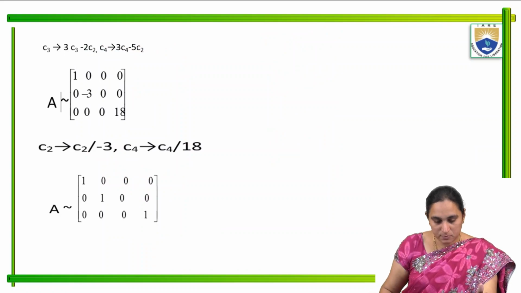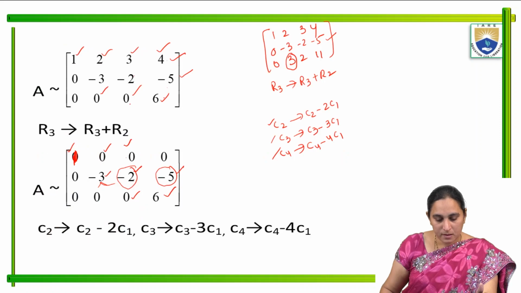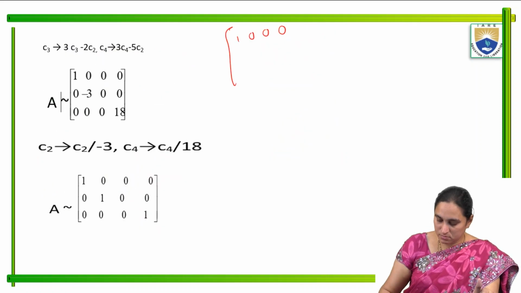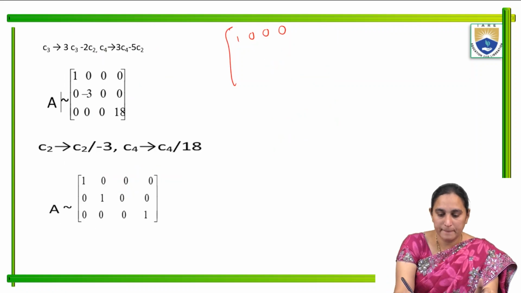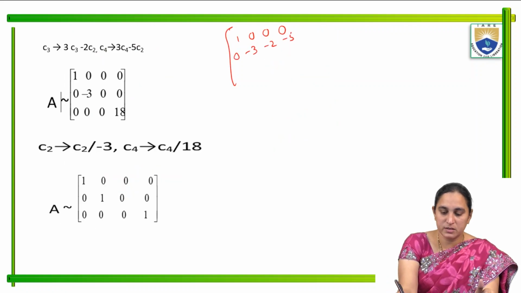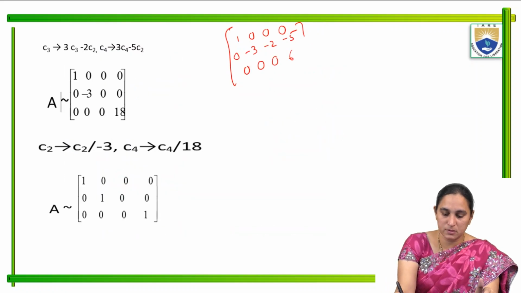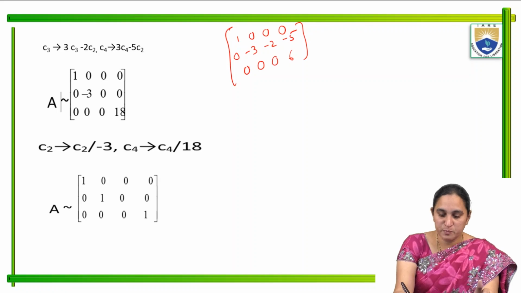First I'll write that matrix there. 1, 0, 0, 0. Next 0, minus 3, minus 2, minus 5. Next 0, 0, 0, 6. Okay, from that, with respect to this, I'll make minus 2 and minus 5 zeros.